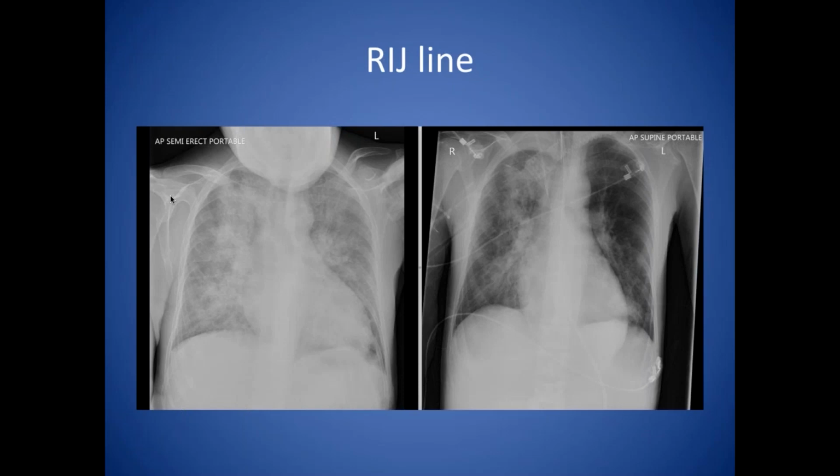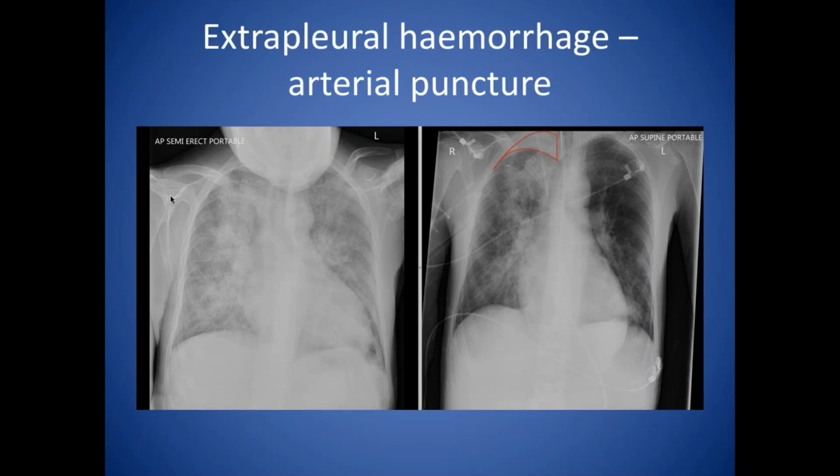And what's happened here is that as the line has gone in, it's caused some arterial haemorrhage, which has collected in the extrapleural space. That's the space which is superficial to the parietal pleura.